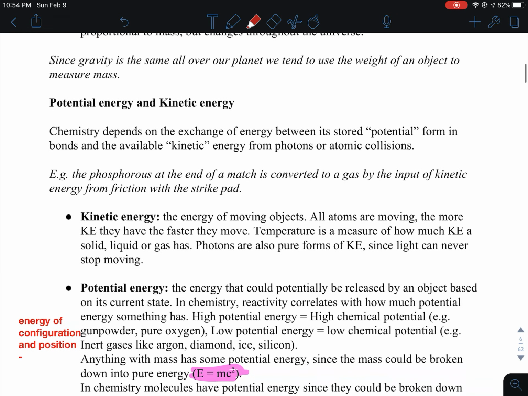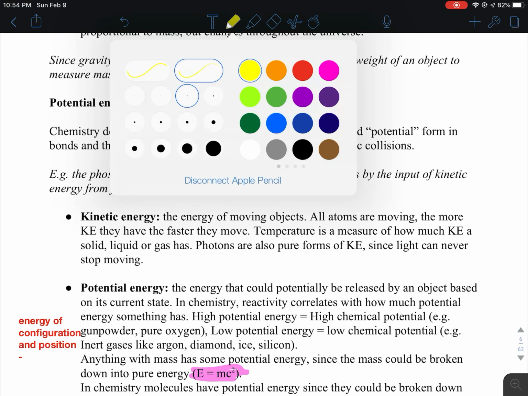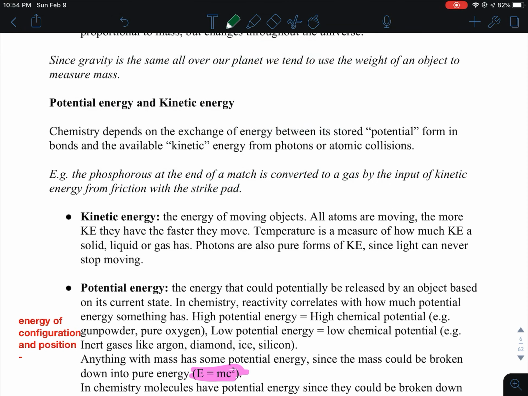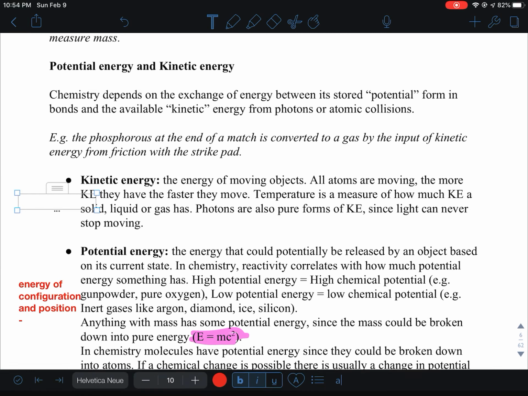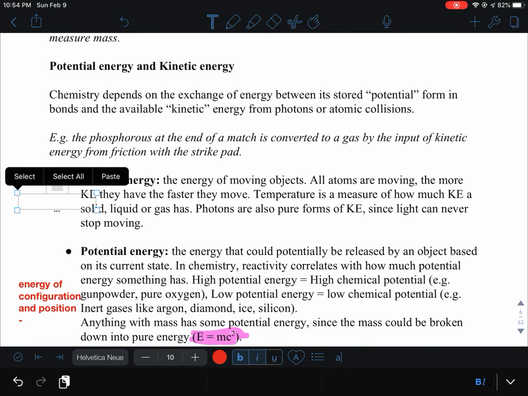Okay, and then we had a long discussion about potential and kinetic energy, and this is definitely a tricky concept, and we'll come back to this in a few units. We're actually going to finish this unit, and then the next unit will be all about potential energy and kinetic energy. But chemistry really depends on this exchange between the kinetic and the potential. Potential is energy of configuration and position, whereas kinetic energy is the energy of movement.